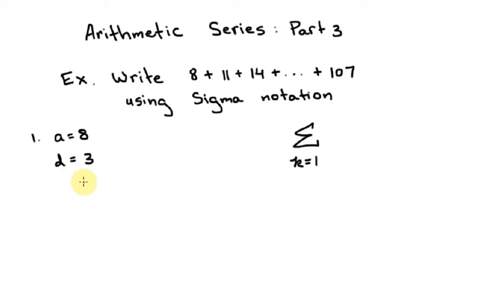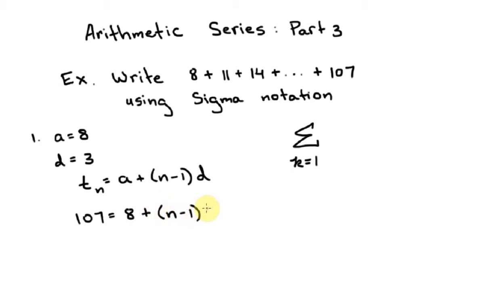So what I'm going to do is go to this formula here. T sub n equals the first term a plus n minus 1 times the common difference. And we're going to say we know the value of that term. It's 107. And we know that a is 8. What we don't know is what n is. So we're just going to keep plugging in what we do know. We know d.